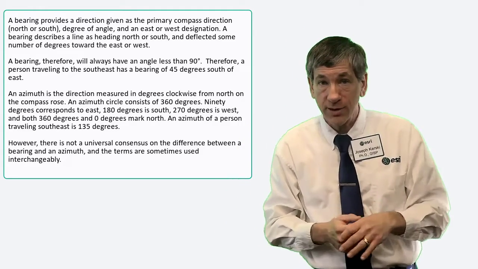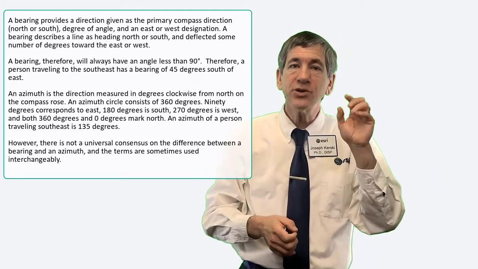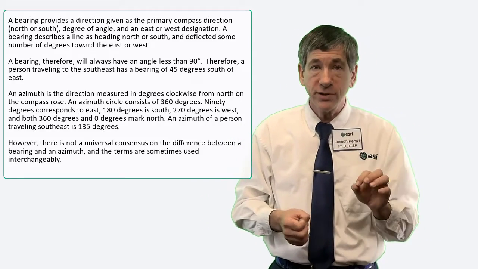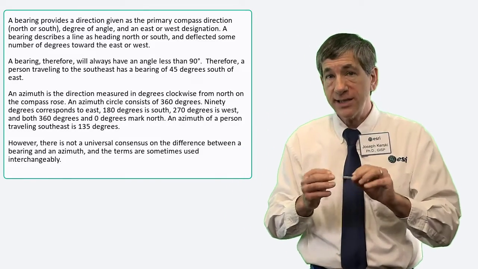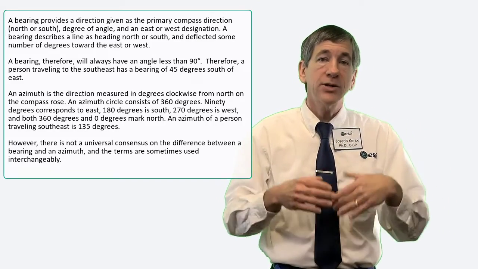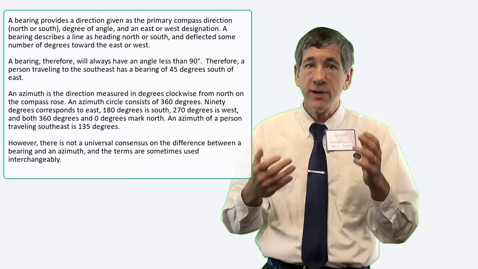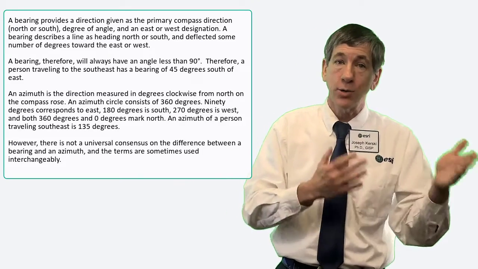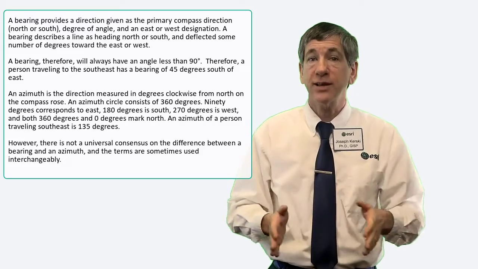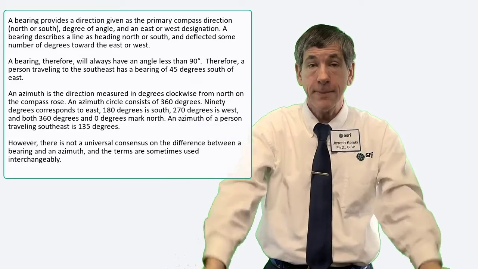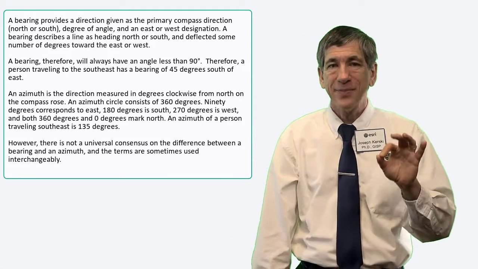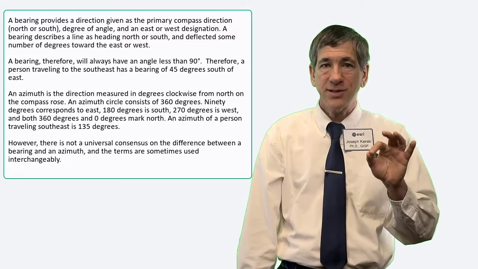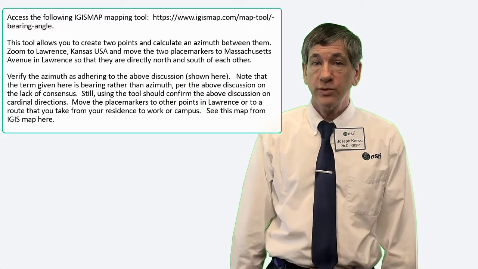An azimuth is the direction measured in degrees clockwise from north on the compass rose. An azimuth circle consists of 360 degrees. 90 degrees corresponds to east, 180 degrees is south, 270 degrees is west, and both 360 and 0 degrees mark north. An azimuth of a person traveling southeast is 135 degrees, right? However, there is not a universal consensus on the difference between a bearing and an azimuth, and the terms are sometimes used interchangeably.